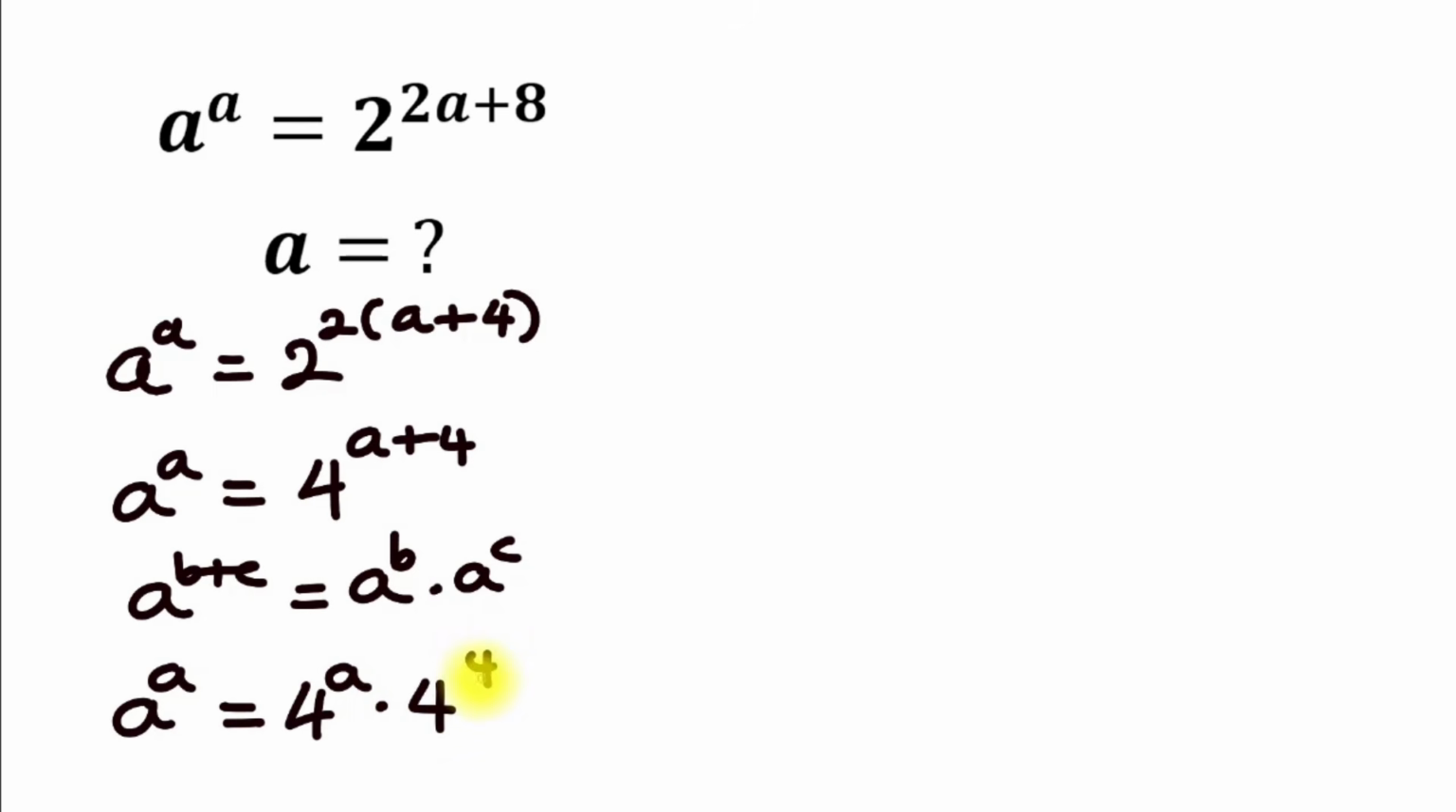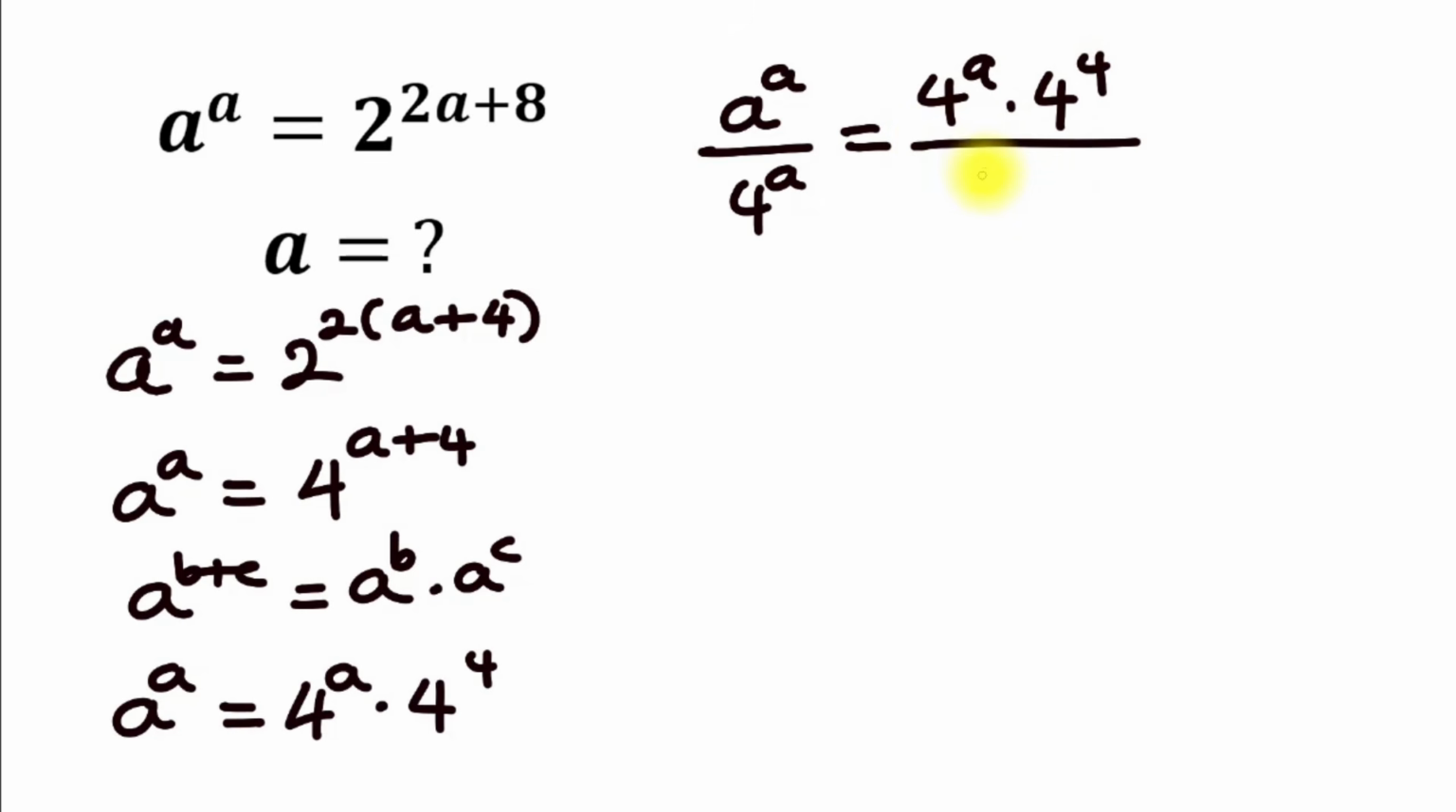Very good. Now let's divide both sides by 4 to the power a. So we have a to the power a divided by 4 to the power a. This is equal to, the right hand side we have 4 to the power a times 4 to the power 4. I'm also going to be dividing by 4 to the power a. Now notice something, that 4 to the power a cancels out from the right hand side. So we are left with a to the power a all over 4 to the power a to be equal to, here we have 4 to the power 4.